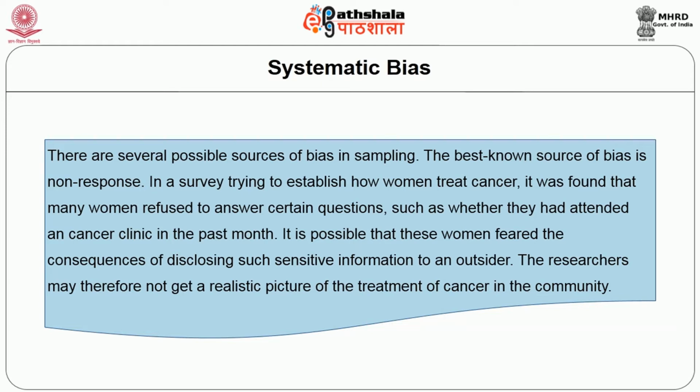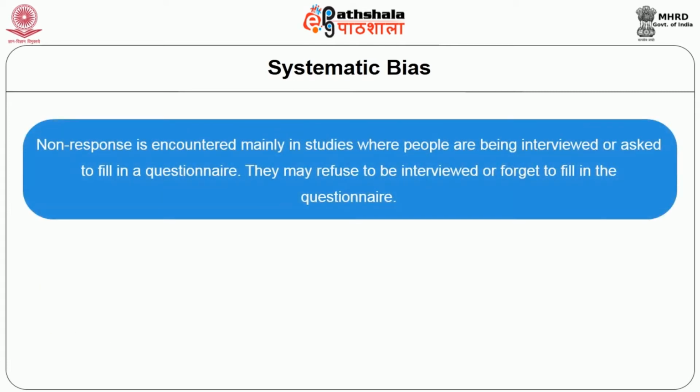There are several possible sources of bias in sampling. The best known source of bias is non-response. In a survey trying to establish how women treat cancer, it was found that many women refused to answer certain questions, such as whether they had attended a cancer clinic in the past month. It is possible that these women feared the consequences of disclosing such sensitive information to an outsider. The researchers may therefore not get a realistic picture of the treatment of cancer in the community.